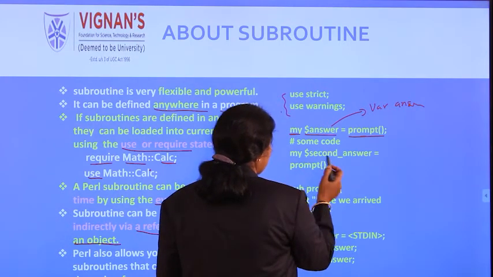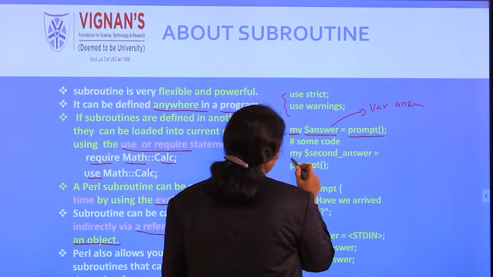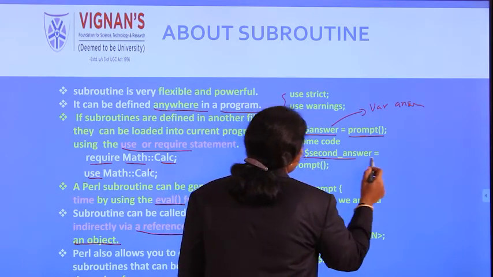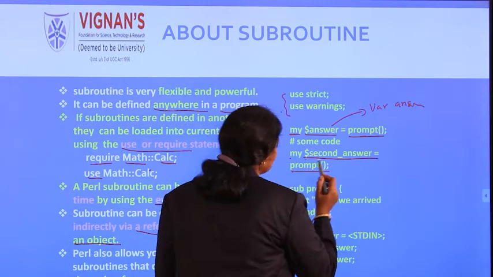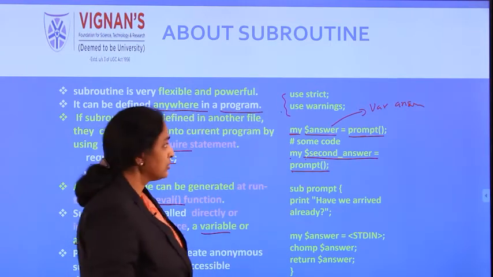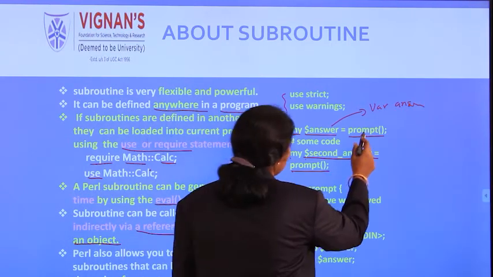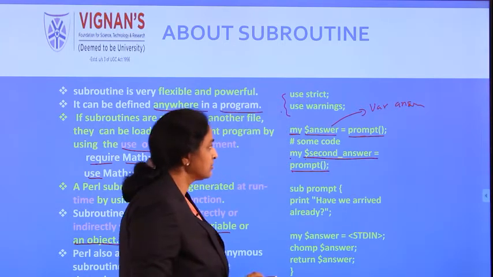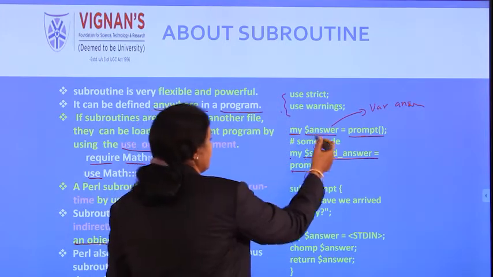Next is my second answer. So here you have one more variable, second answer. Again you are calling the function prompt. So please notice that here you are calling the prompt function twice, into two different variables.